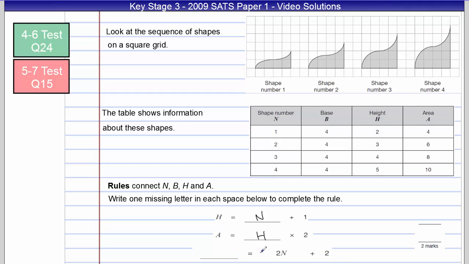And last one, something is 2 lots of N plus 2. Well, let's have a look at the N column. If we times that by 2, that will give us 2, and then add 2, that would give us 4. But at the moment, that could be either this one or this one, so we've got to check another one.